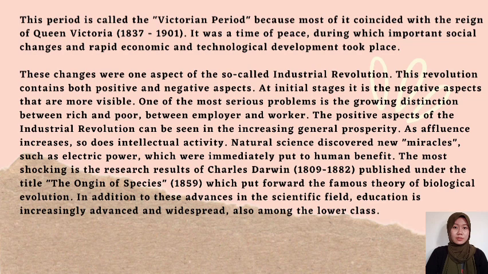This revolution contains both positive and negative aspects. At the initial stage, it is the negative aspects that are more visible. One of the most serious problems is the growing distinction between rich and poor, between employer and worker. The positive aspect of the Industrial Revolution can be seen in the increasing general prosperity. As affluence increased, so did intellectual activity. Natural science discovered new miracles, such as electric power, which were immediately put to human benefit.